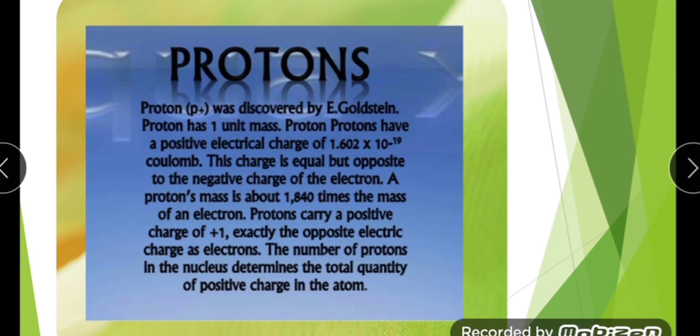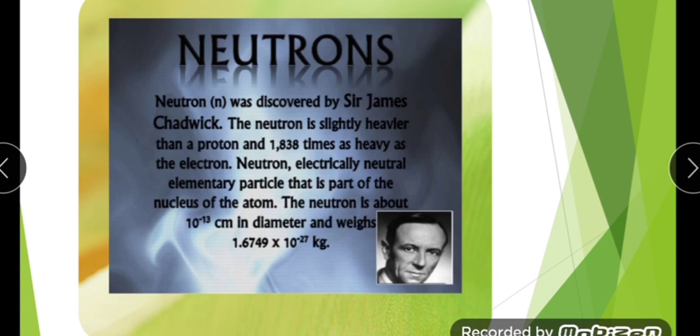The number of protons in the nucleus determines the total quantity of positive charge in an atom, because the protons are positively charged. Next we will see about the neutrons.